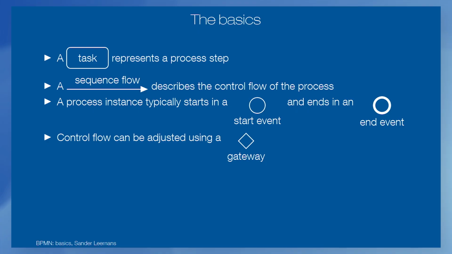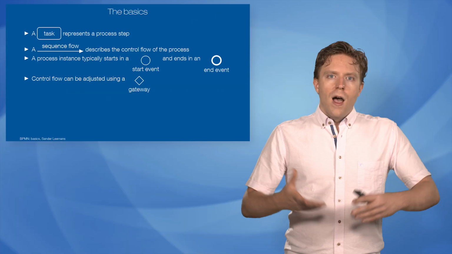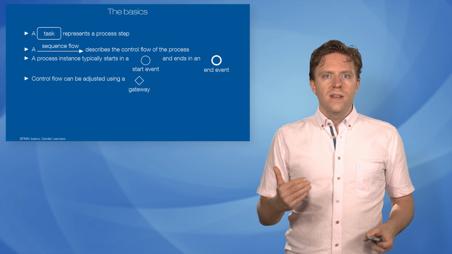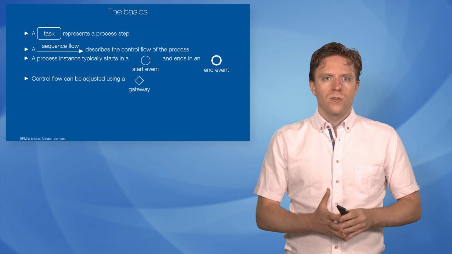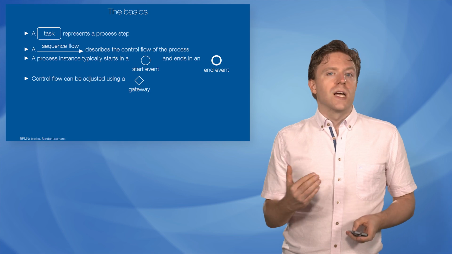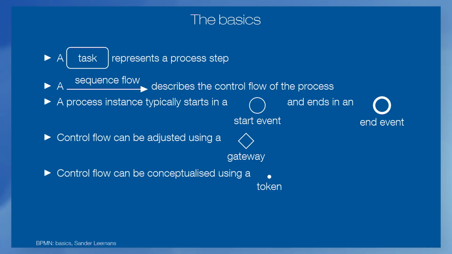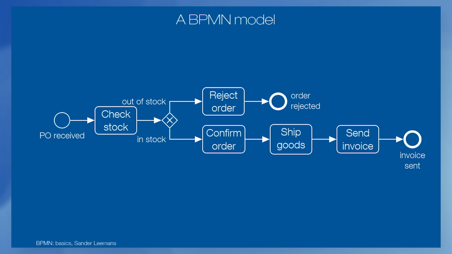Now, these are the basic ingredients for a process model. This is what you write down. However, in order to understand it and to be able to reason about business process models, we use a concept called tokens. Tokens are not drawn, they are not part of the process modeling language, but we use them in order to indicate where we are in the process. Let's have a look at an example.